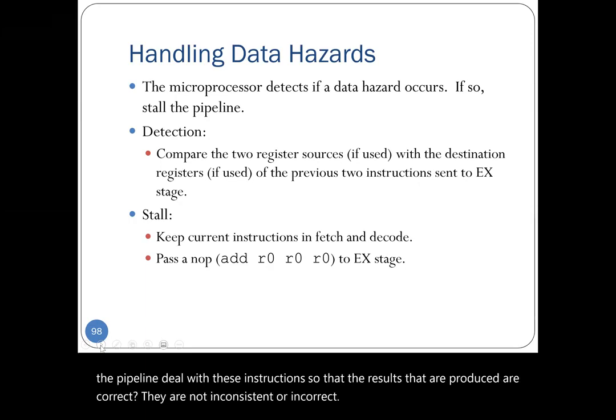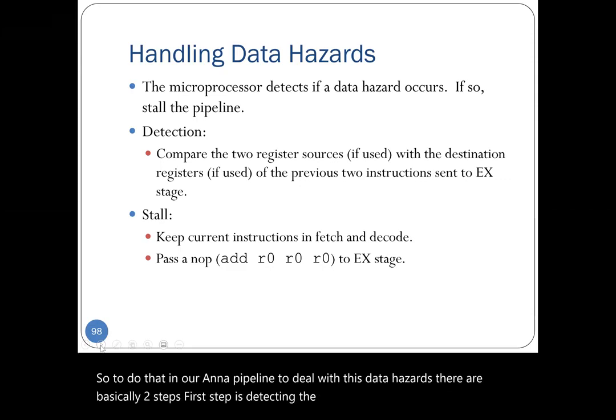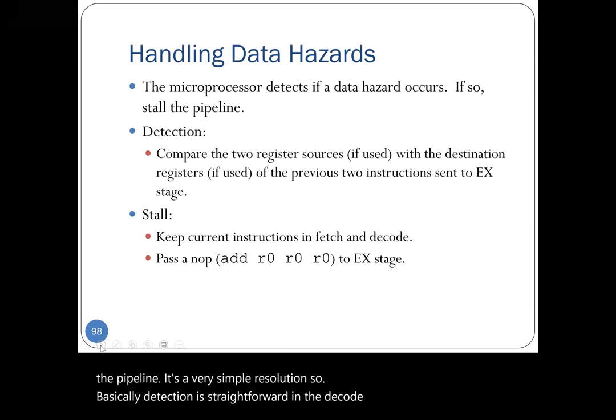So to do that, in our pipeline, to deal with these data hazards, there are basically two steps. The first step is detecting the hazard, and the second step is stalling the pipeline. It's a very simple resolution. Detection is straightforward. The decode stage has the brains in our pipeline.